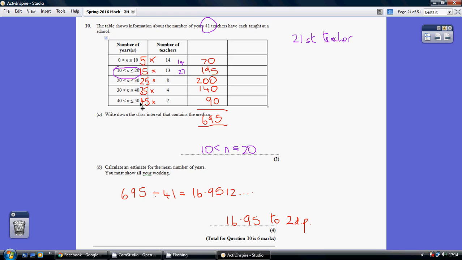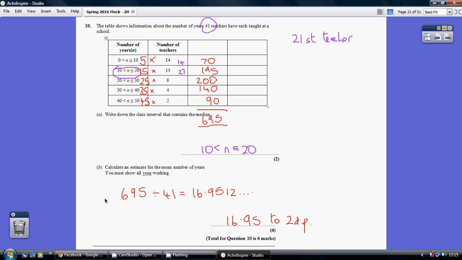Now, from now onwards, we've got to be exact. We're going to assume these 14 teachers worked for 5 years, these 13 teachers worked for 15 years, these 8 teachers worked for 25 years, and so on. So we multiply: 14 times 5 is 70, 13 times 15 is 195, 8 times 25 is 200, and so on. So this has given us a row of years worked. If we add that up, we can see that all the teachers have worked a total estimated number of years of 695 years, just adding up this column.